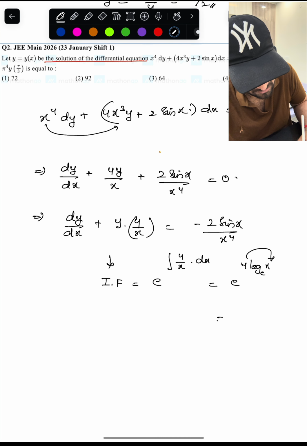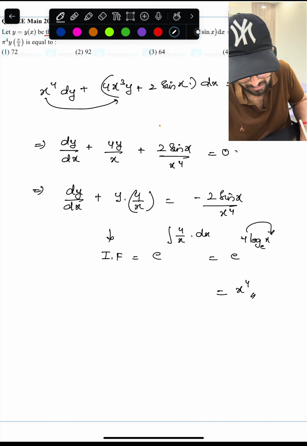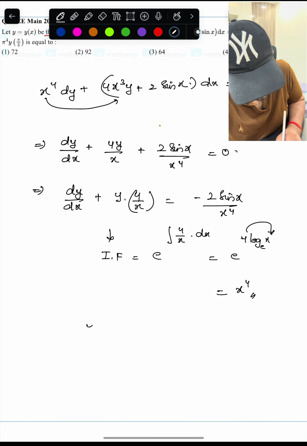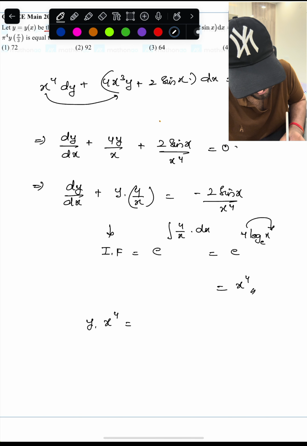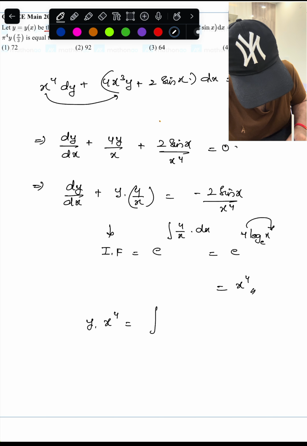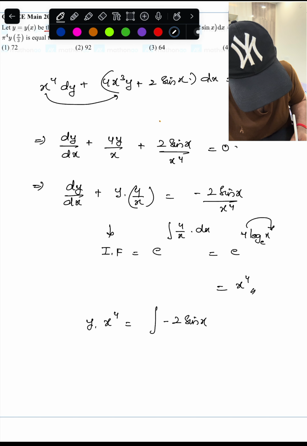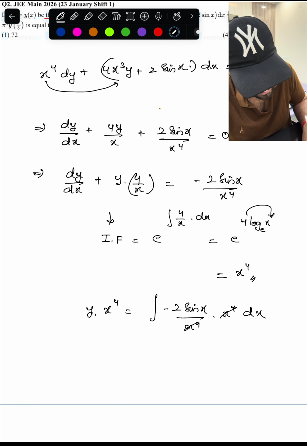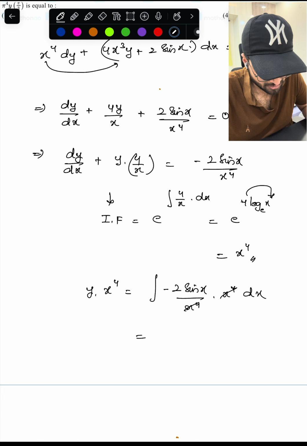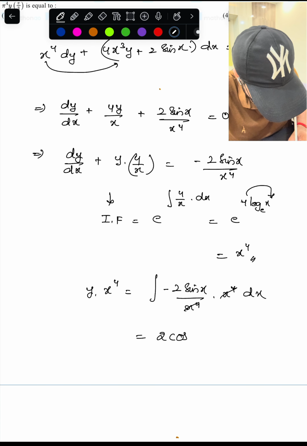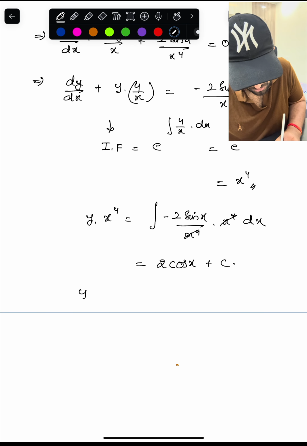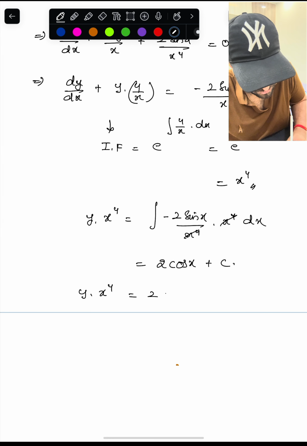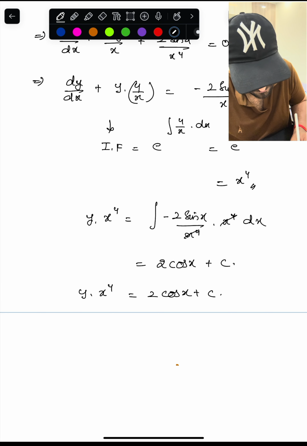So I can take this one to this side. So that is x power 4. Now directly we can jump to the last step, y into integration factor. That means y into x power 4 equals to integration of minus 2 sin x by x power 4 into integration factor x power 4 dx, right? So what is the integration of minus 2 sin x? It is 2 cos x plus c, right? So now y into x power 4 equals to 2 cos x plus c, right?